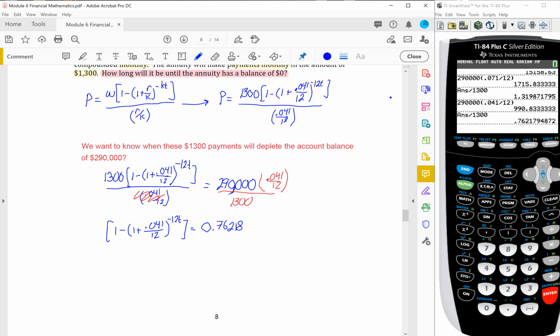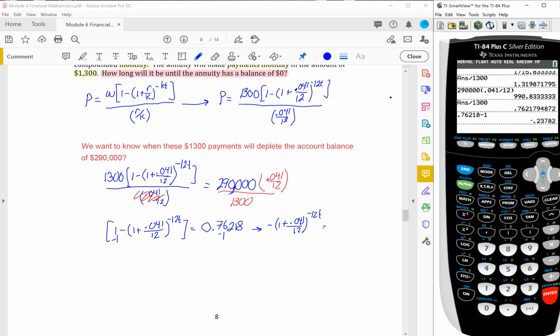Now I want to solve this for t. So to solve for t, let's maybe subtract this 1 from both sides. So this would be now negative 1 plus 0.041 divided by 12 raised to the negative 12t equals, and when I subtract 1 from this value, the 0.76218 minus 1, this will be negative 0.23782.